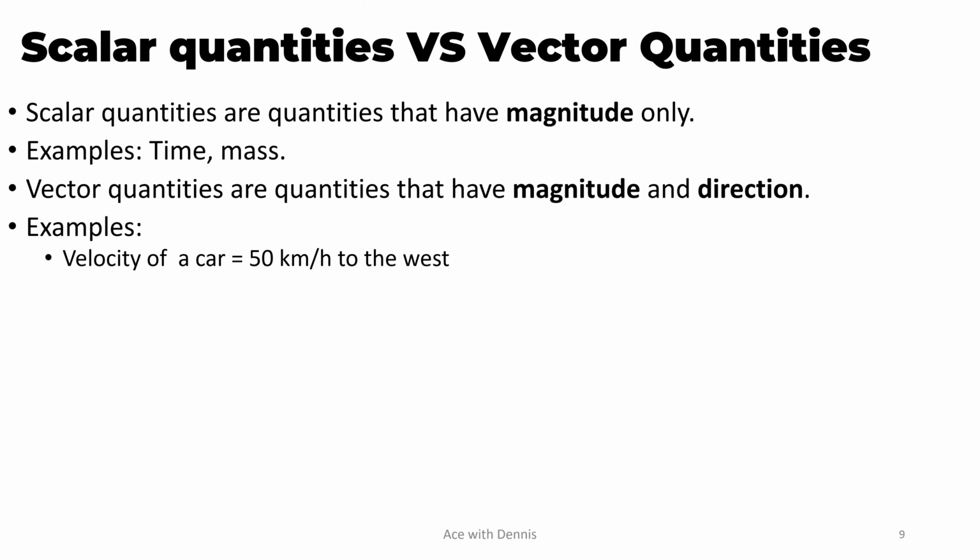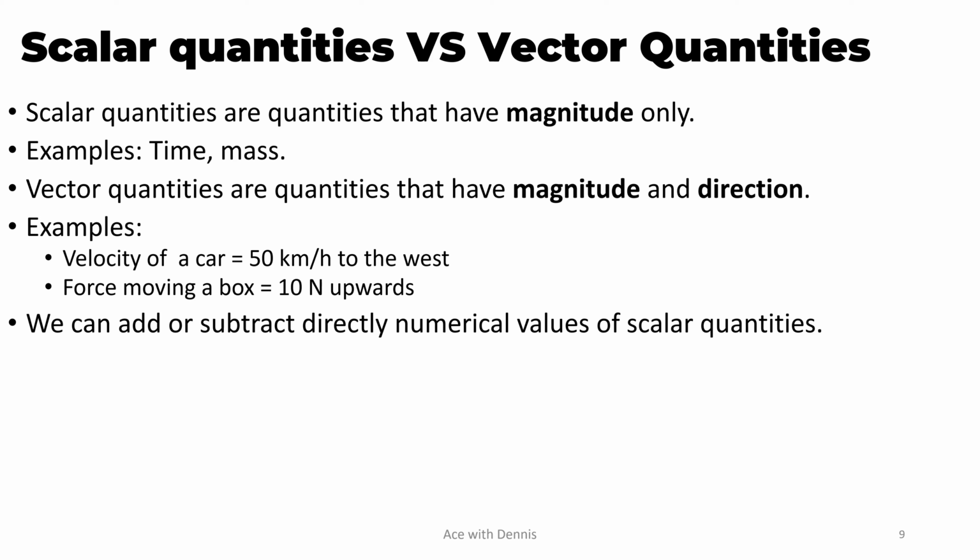For example, velocity of a car, 50 kilometers per hour to the west, force moving a box is 10 newtons upwards. So you can see that we have 50 kilometers per hour, this is the magnitude, and to the west, this is the direction. 10 newtons, this is the magnitude, upwards is the direction.